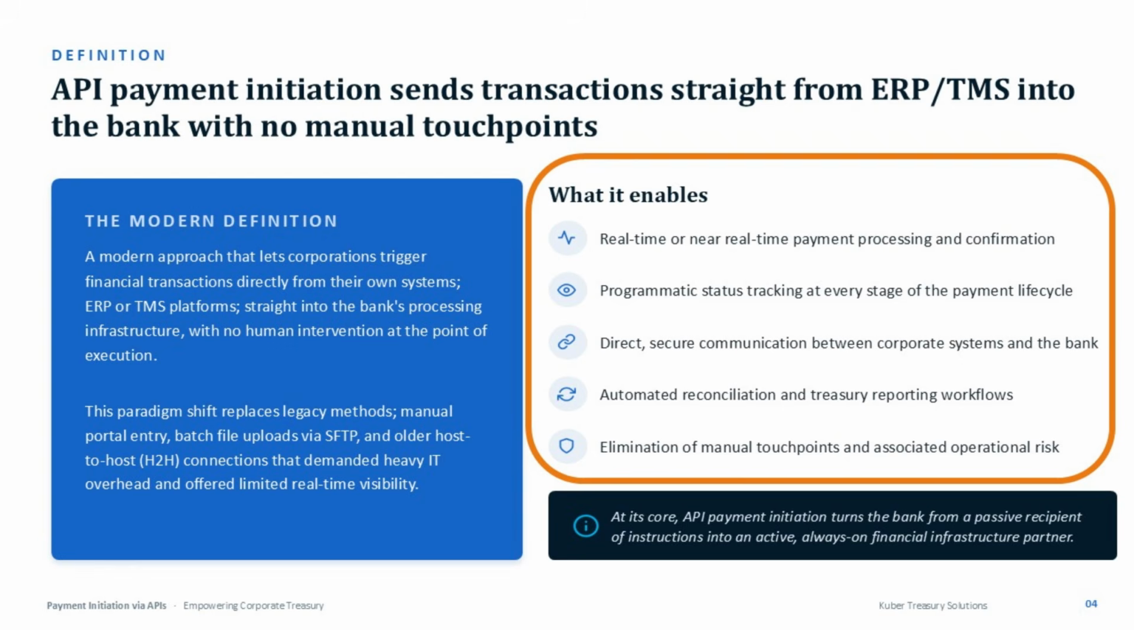The bank receives it and begins checking and processing it. So the API acts like a secure digital connection between the company and the bank. And the connection can work in both directions.